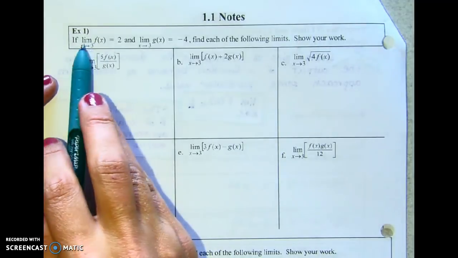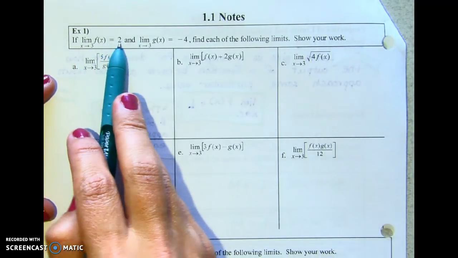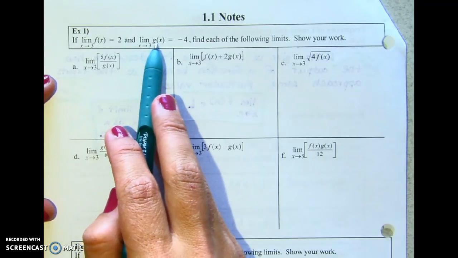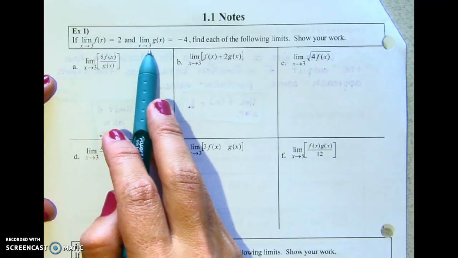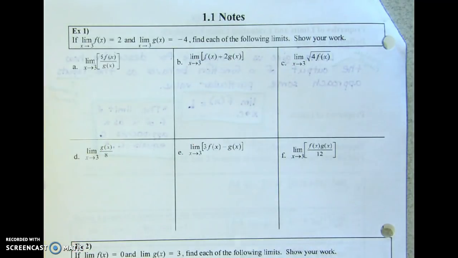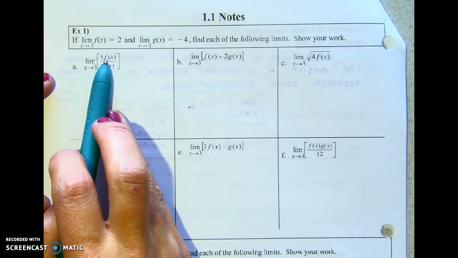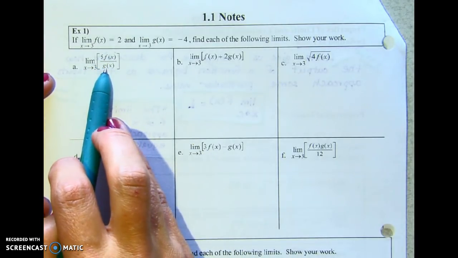So here's our first example. If the limit of f of x as x approaches 3 equals 2, and the limit of g of x as x approaches 3 equals -4, find each of the following. Example 1, part A: the limit as x approaches 3 of 5 times f of x divided by g of x.